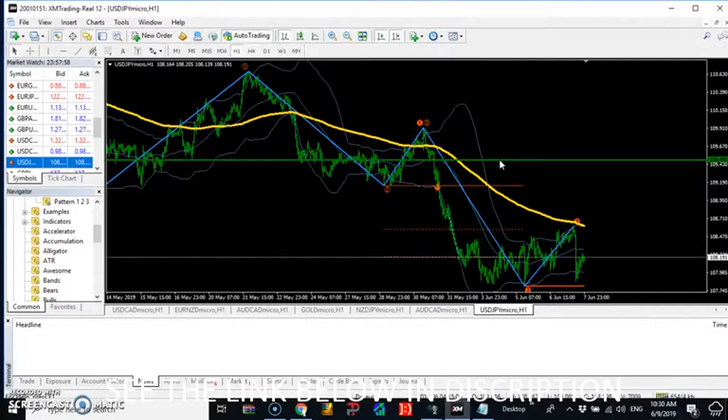Pend your order on the middle band of that Bollinger Band to sell, because you got a 1, 2, 3 pattern. Once you get your 3, pend your order and forget it. You might say, okay, why should I forget it?